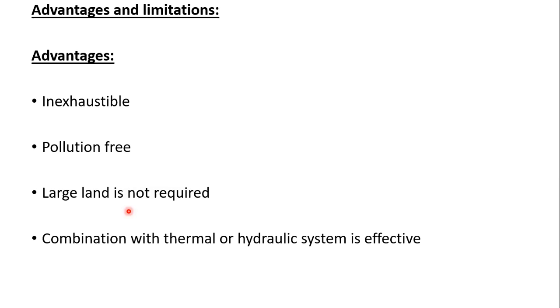And the last one is peak power combination with hydraulic and thermal systems. It will prove to be effective. When the peak power demand occurs, if you combine this tidal power plant with other sources such as thermal or hydraulic systems, it works effectively. These are the advantages of the tidal power plant, and now we will see the limitations.